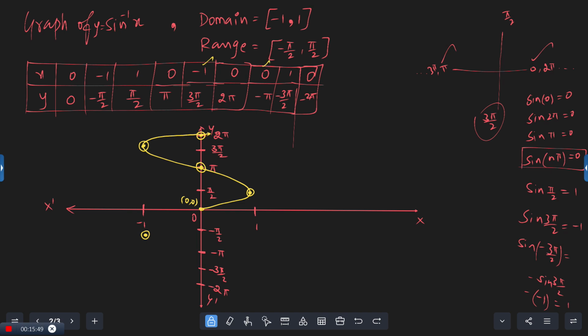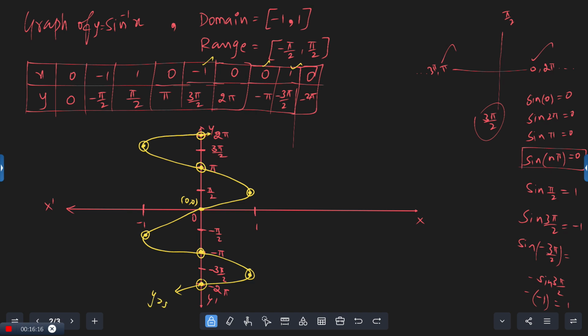Next this one, 0 comma minus pi on the axis, 1 comma 3 pi by 2, plus 1, minus 3 pi by 2, okay, here. Next 0 comma minus 2 pi on the axis. So how will it be? Like this, okay. This is our required sine inverse graph, understand.